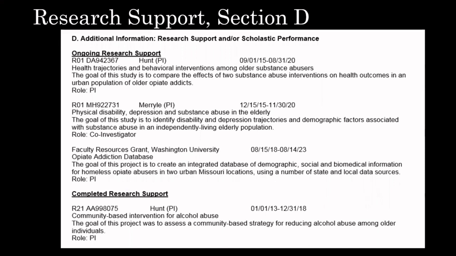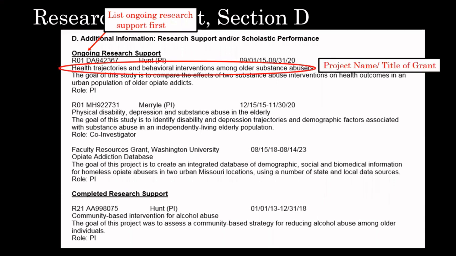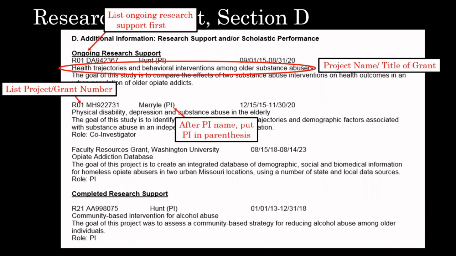Section D, research support. List ongoing research support first, the project name and the title of the grant. List the project and the grant number. And after the PI name, put PI in parentheses. If they are a co-investigator, you would put co-investigator in parentheses.